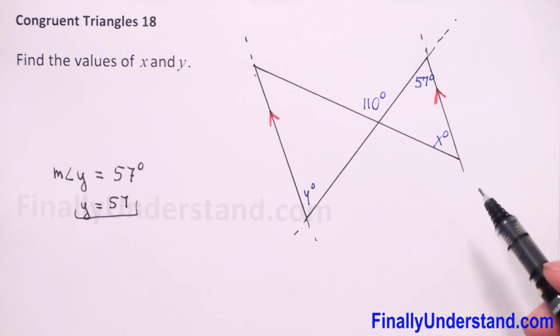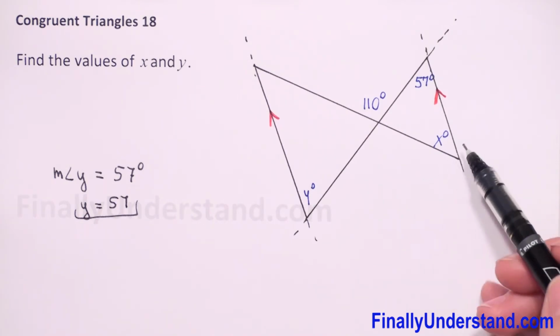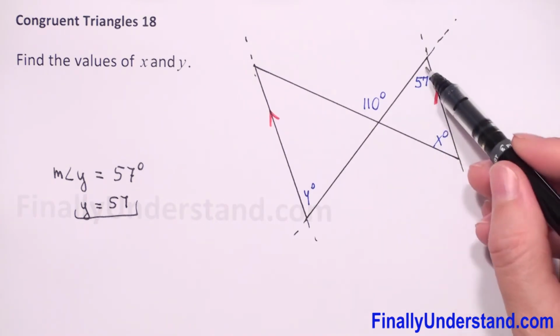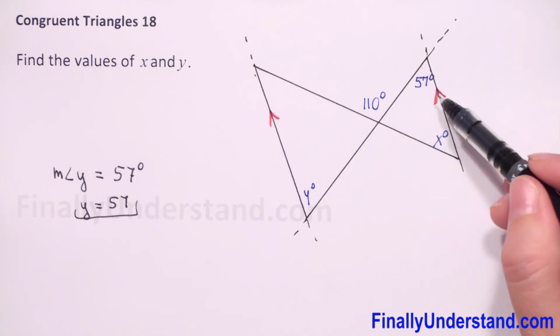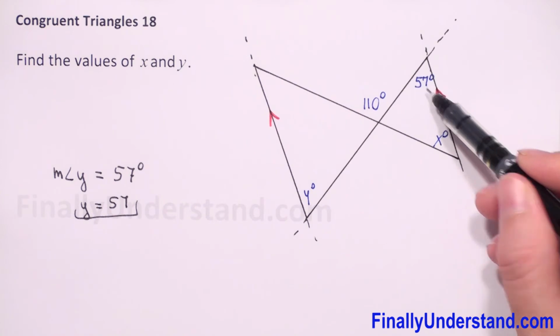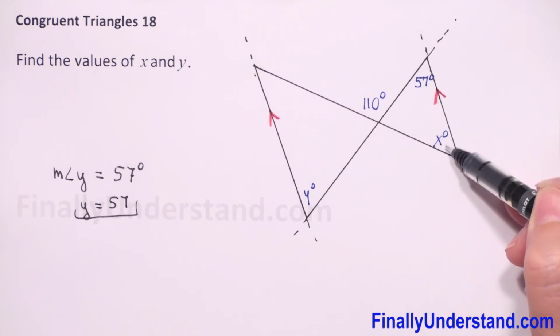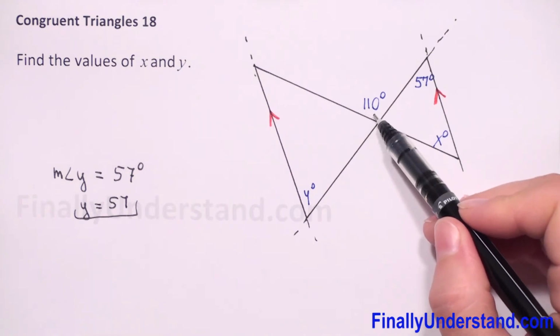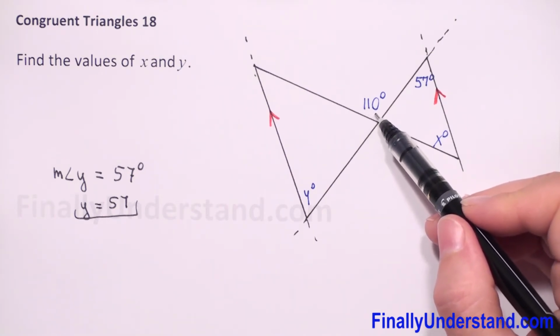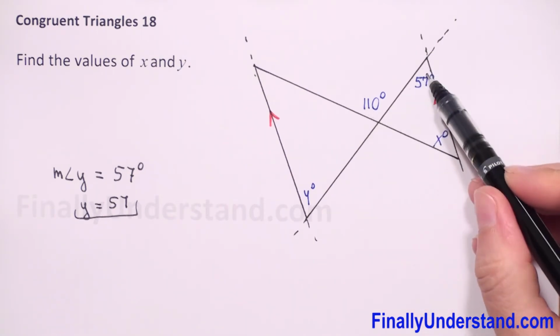Next, we have to find x. We have a triangle here. We are given this angle, and we have to find this angle. This angle is an exterior angle of this triangle.